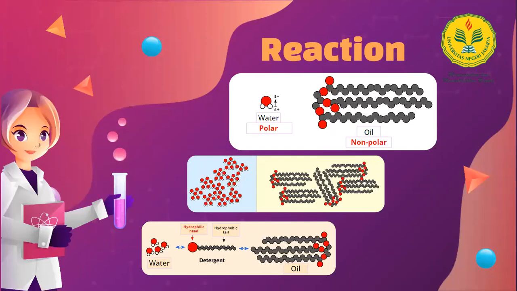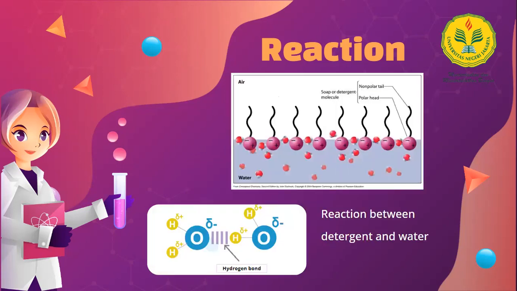This is the reaction between water and oil. If we add oil in water and stir it, it cannot be mixed and forms two layers. It's because of the different polarity of water and oil. As I have already explained before, water is polar and oil is non-polar. So when we add the detergent in a water and oil solution and stir it, the solution is blended. It's because of the amphiphilic properties of detergent. It has a hydrophobic tail that binds the oil molecule and the hydrophilic head that binds the water molecule.